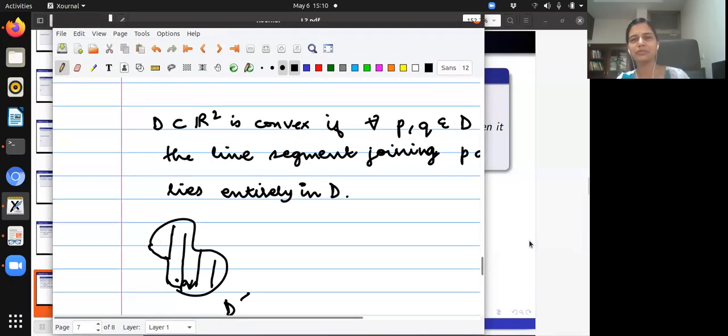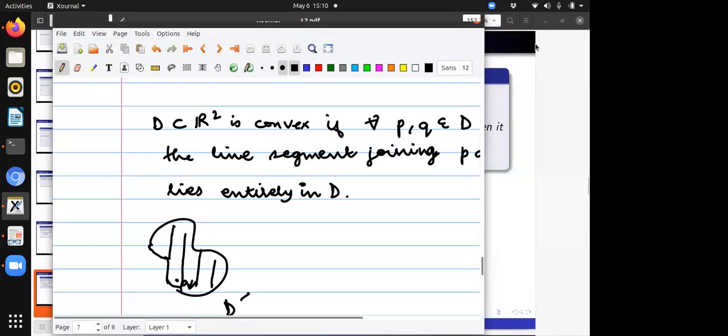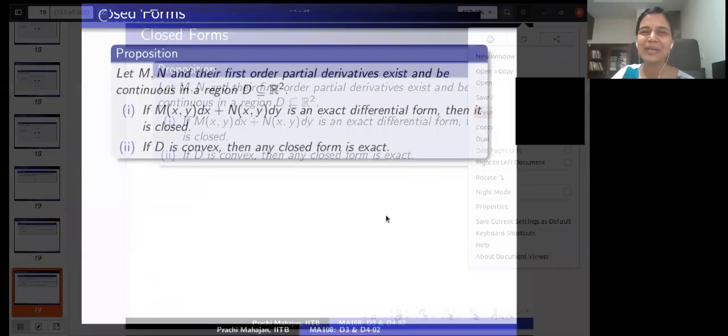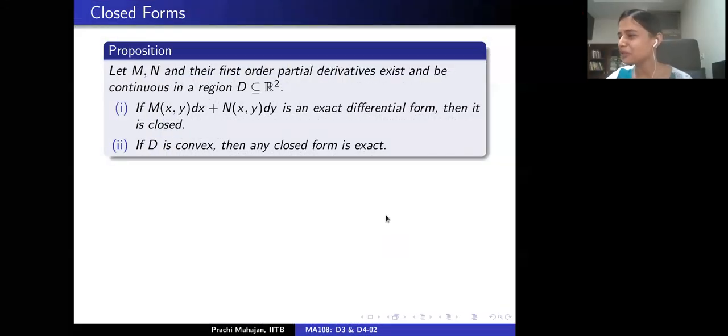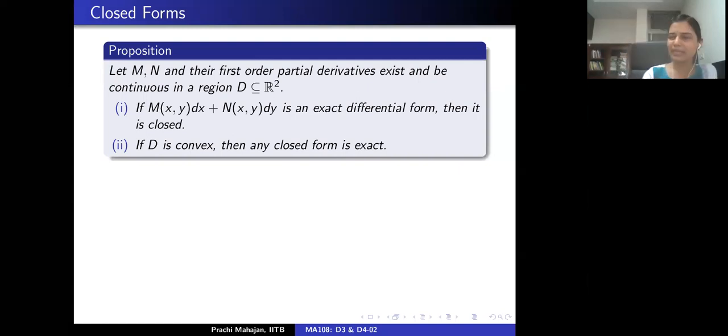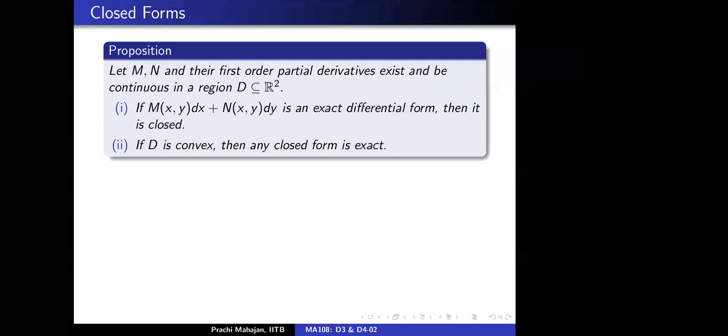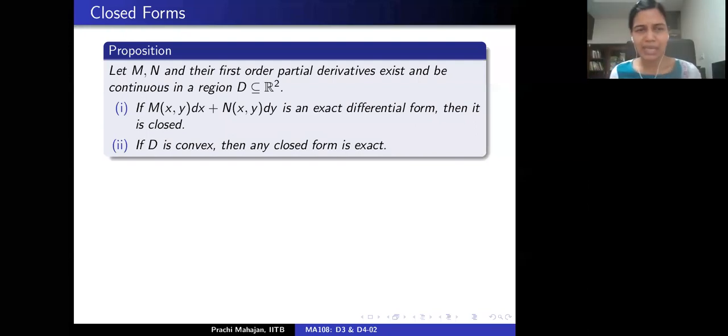I don't want to go far away from MA 108. Let's just stick to the content here. And if anybody is interested in simply connectedness, we can spend some time on that after the class. I hope everybody is on the same page as me and understands the meaning of convexity here, just the geometric convexity.